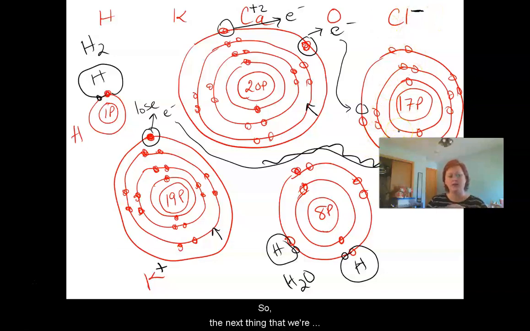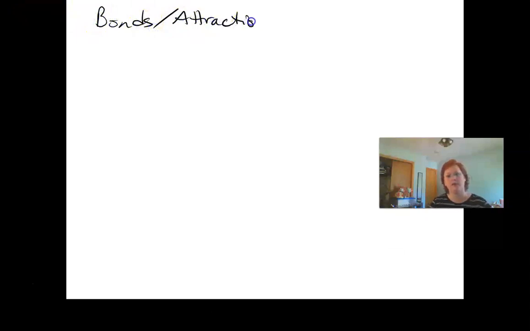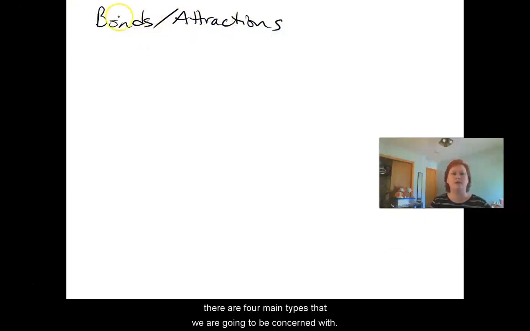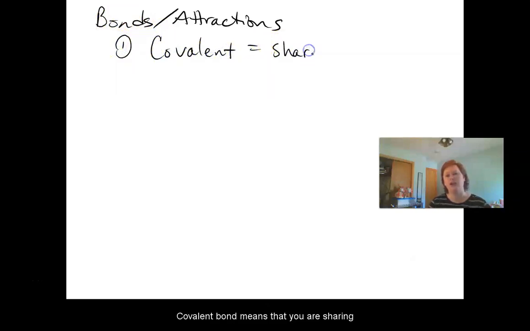Now, the next thing that we're going to talk about is bonding. So there are lots of different types of bonds and attractions within the chemical world. I'm going to focus really on 4 big ones. So when we look at bonds or attractions, there are 4 main types that we are going to be concerned with. The first is called a covalent bond. Now, a covalent bond means that you are sharing a pair of electrons.